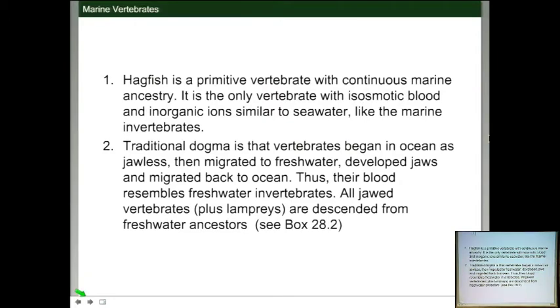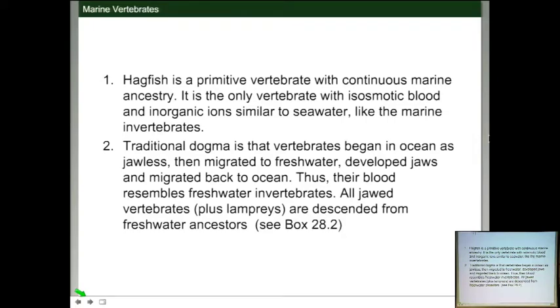As I said, hagfish is a primitive vertebrate, and it's probably the only one that doesn't have a freshwater or terrestrial journey in its evolutionary path. And it's the only vertebrate that has isosmotic blood and inorganic ions similar to seawater. So it's similar to the marine invertebrates, though this is an ancient vertebrate.